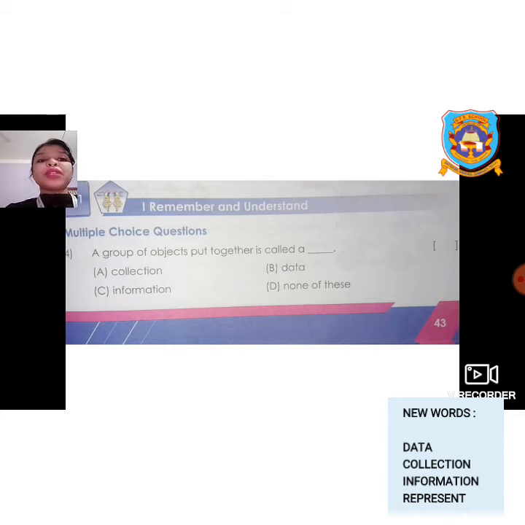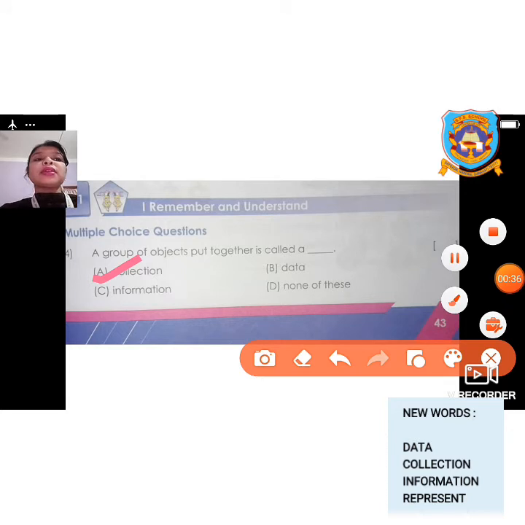Question number 4 is, a group of objects that are put together is called what? A group of objects that are put together is known as a collection. It is known as a collection.